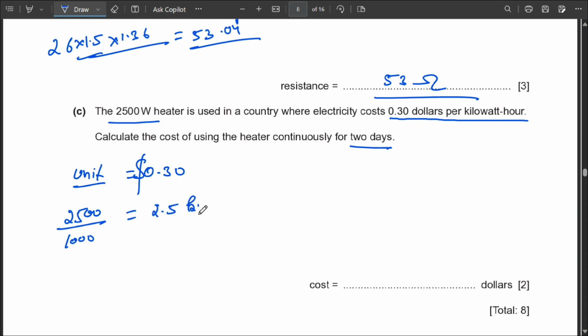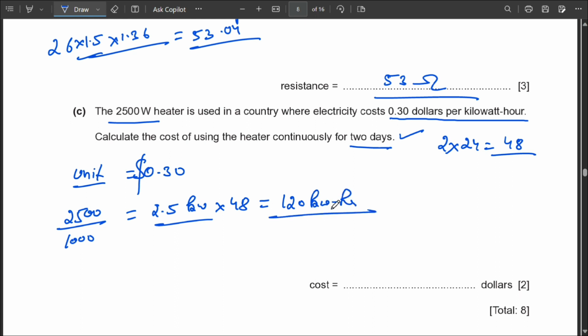Now what do you have to do? How much time? 2 days. So how many hours in 2 days? In 1 day it is 24 hours, so which is 48 hours. So how many kilowatt hours has the heater used? 2.5 into 48, so that is 120 kilowatt hour. And for 1 kilowatt hour it is 0.30, so for 120 kilowatt hour, 120 into 0.30 is 36. The cost will be $36.